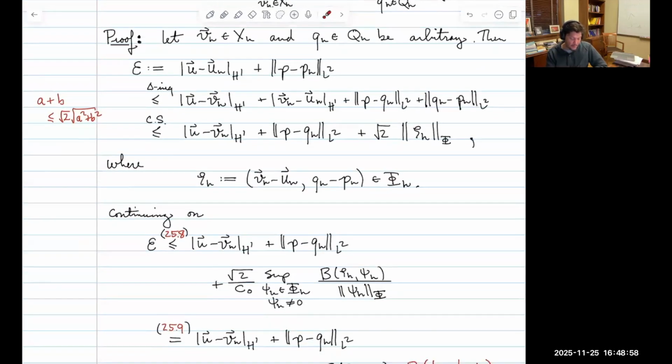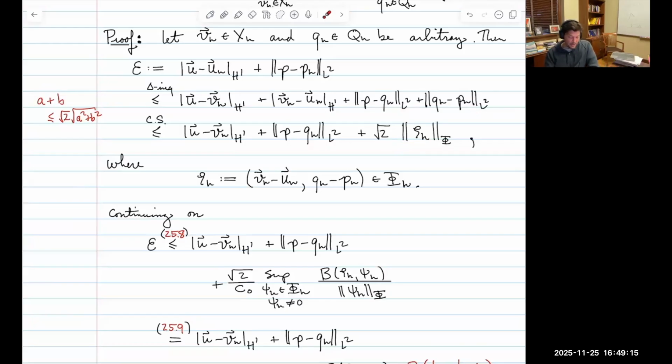And I get it. All right, so let's continue on. So now I have the error is less than these two terms, which are the terms I want. So that was that term and that term. And these two terms here are combined and estimated like this.